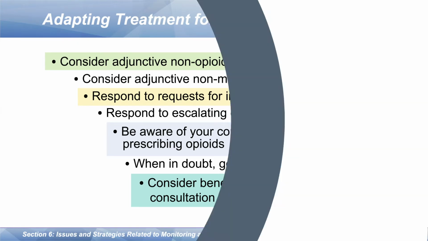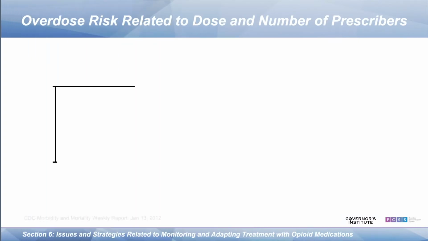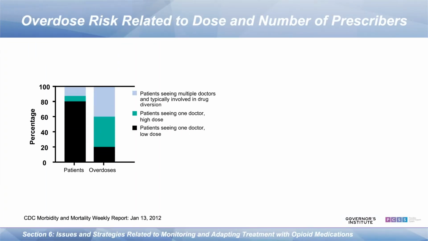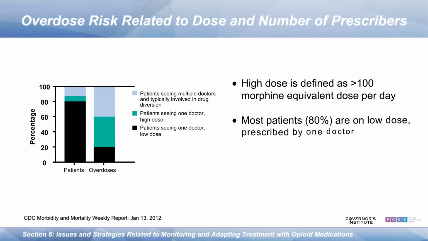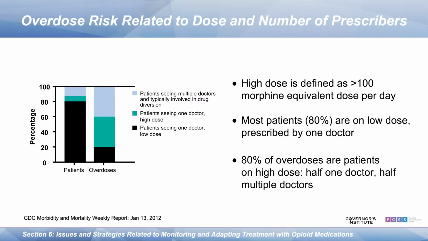morphine milligram equivalents. There's been increasing attention in the past few years to the risk associated with prescribing higher doses of opioids. In this report from the CDC, high dose was defined as doses 100 morphine equivalents and looked at the association between higher doses and overdose risk. This study shows that while only 20% of patients are prescribed opioids at this level, 80% of overdose deaths occur in this cohort. In addition, only half of those who overdosed were seeing multiple prescribers, the group that would include so-called doctor shoppers. Half were seeing only one medical provider.